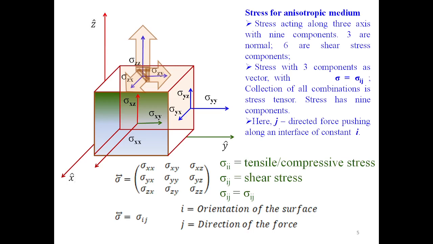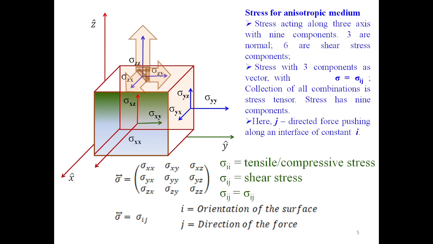So in a nutshell we can say sigma equal to sigma ij, and here i represents the orientation of the surface and j represents the direction of the force. Here you can check all the 9 components of stress in the matrix, but sigma xy is equal to sigma yx. Similarly, the other off-diagonal components are equal, and hence there will be 6 unique stress components sufficient to describe stress on the cubic volume.